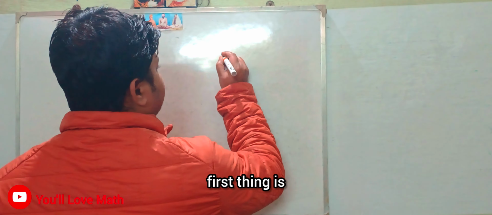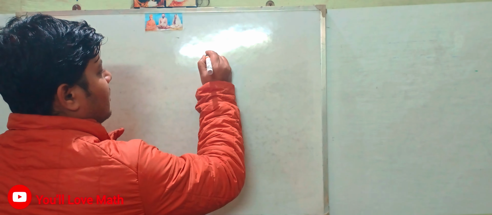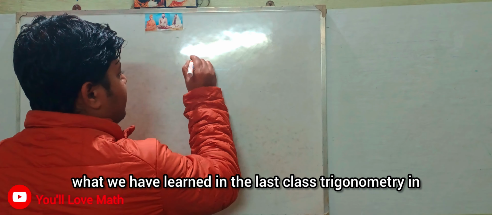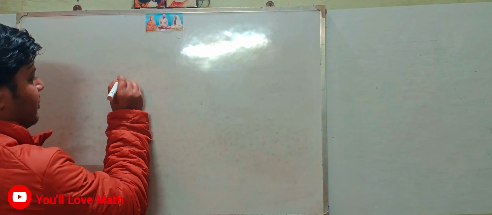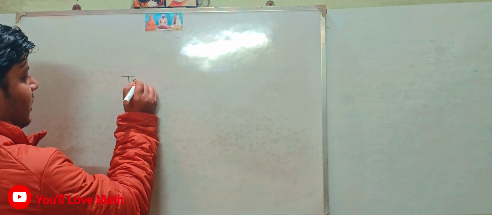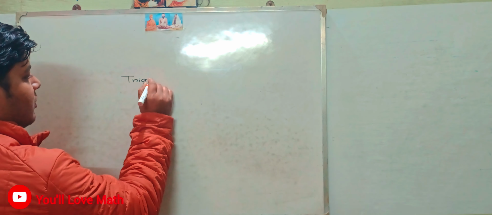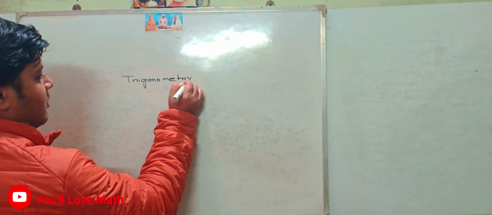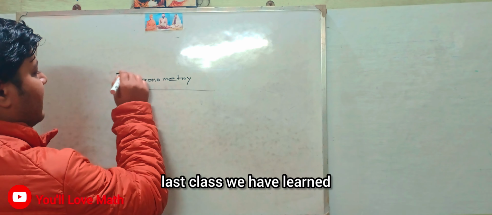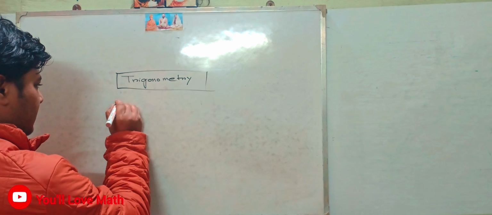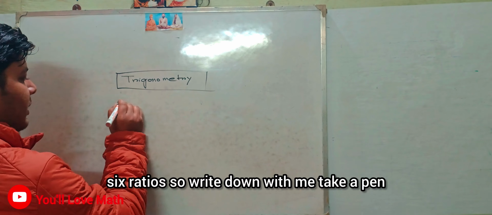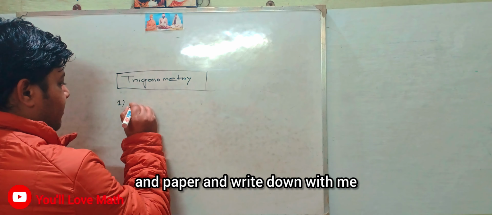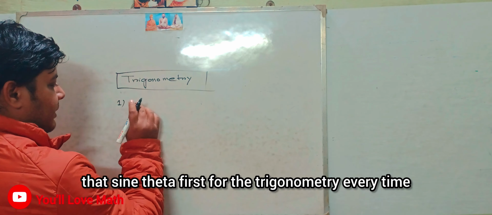First thing is, what have we learned in the last class in trigonometry? We have learned six ratios. So take a pen and paper and write down with me.